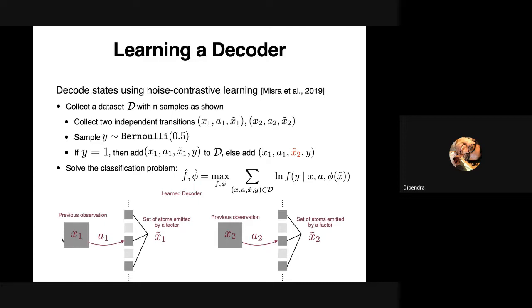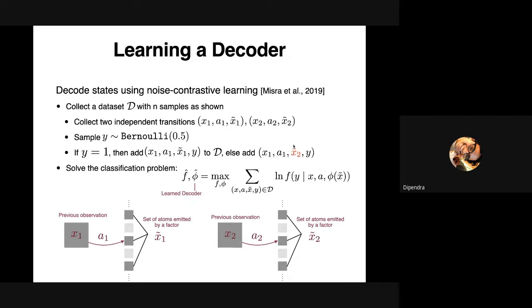We roll in with our policy cover, observe x1, sample a1 uniformly at random, and then observe the atoms which were emitted by our factor. So that's x tilde 1. And then we do it again, collecting an independent transition, x2, a2, x tilde 2. And then, the same trick as we saw for the independence test, you sample a Bernoulli random variable. If y equals 1, you add the real transition to the data set. Otherwise, you add the fake transition.